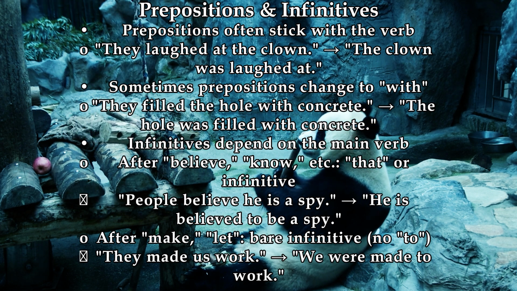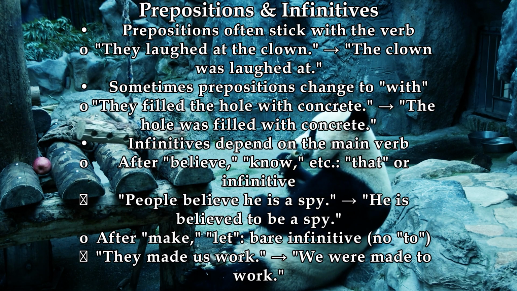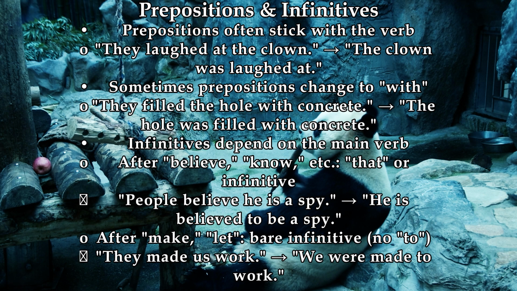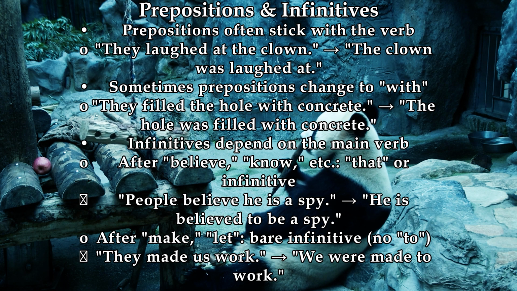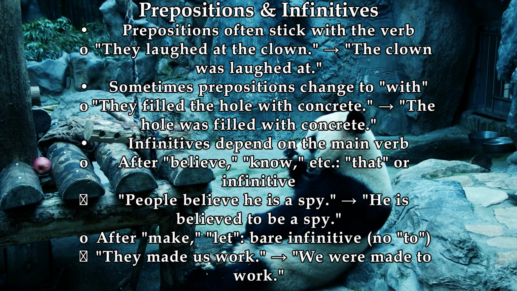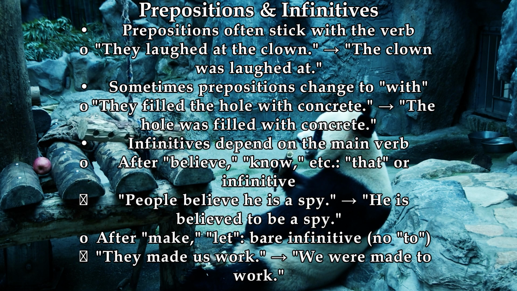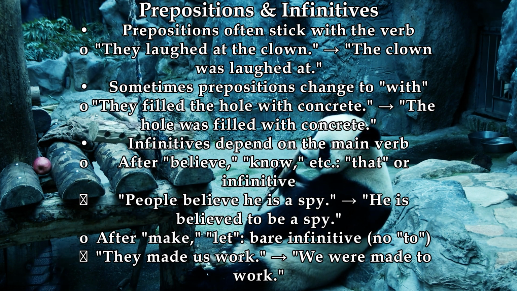When it comes to infinitives, the passive form depends on the main verb. It's like the main verb is the boss, deciding how the infinitive should behave. After verbs like believe, know, say, and think, we can use either "that" or an infinitive. It's like a choose-your-own-adventure story. For example, active: People believe that he is a spy. Passive: It is believed that he is a spy. Or, he is believed to be a spy.